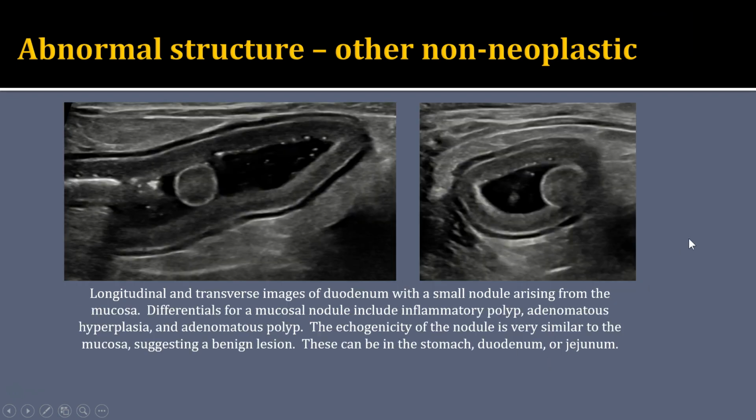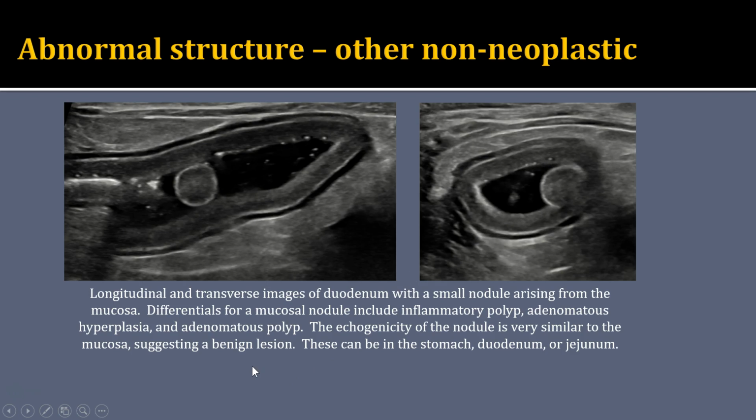And then to round out our non-neoplastic etiologies, here is a patient that has a longitudinal and transverse image of the duodenum where the wall looks pretty normal. There's some fluid in the lumen, some gas in the lumen, but arising from the mucosal surface is this very round nodule. You can see here that it is completely communicating with that mucosal surface. The nodule itself looks somewhat similar to the mucosa.